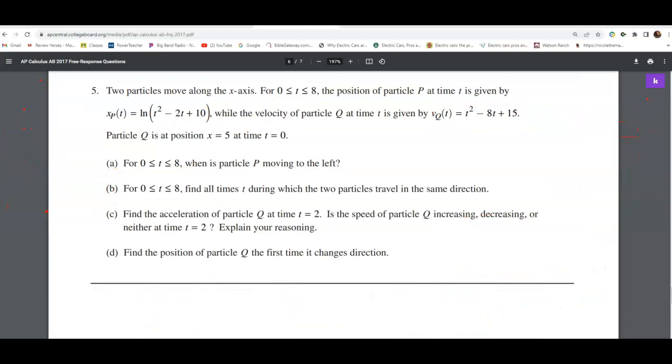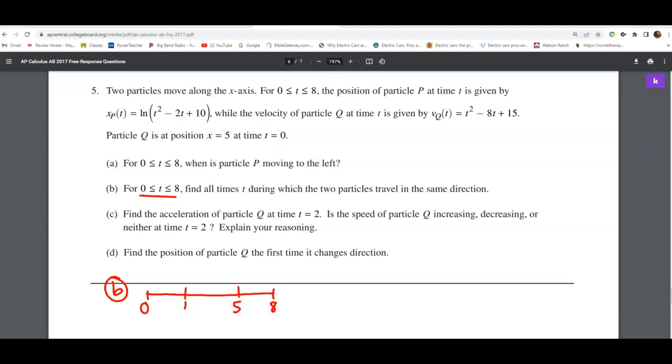Let's take a look at another question here, part B. Find the times whenever the two particles are traveling in the same direction. So for part B, once again, it's asking about the direction. Now, from part A, we already have this. This is going to be helpful, so I'm going to bring this back.